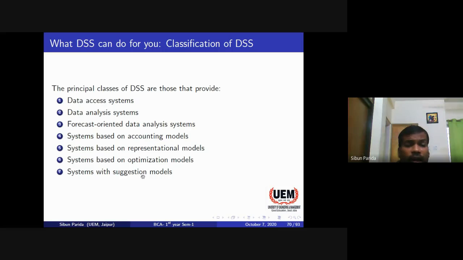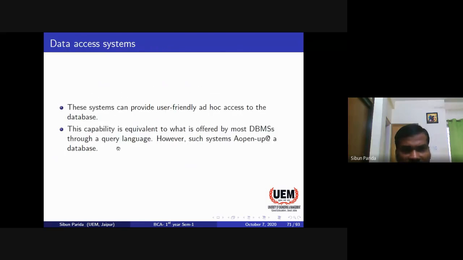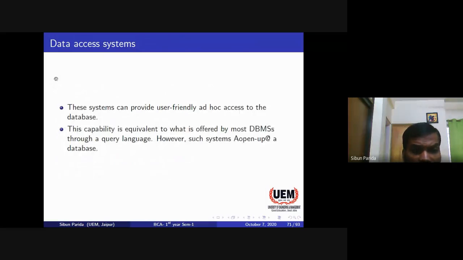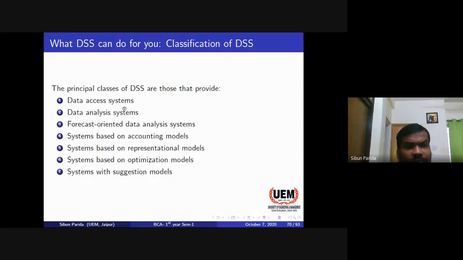Your ideal objective is to maximize output, getting the maximum output from a minimum input. So that is optimization from the model. Then systems with suggestion models. So these are the classifications of decision support systems. Okay. Now we will see one by one, starting with what is a data access system.